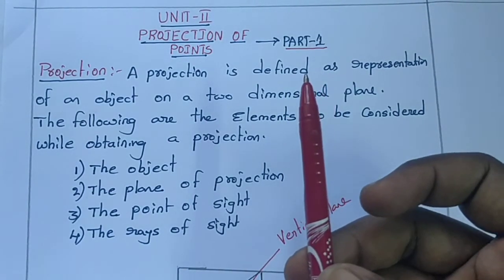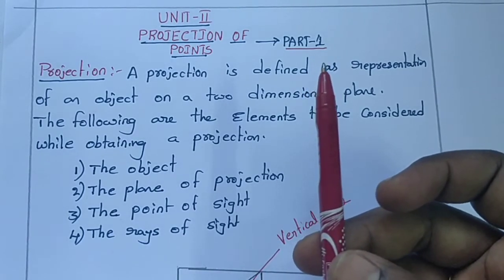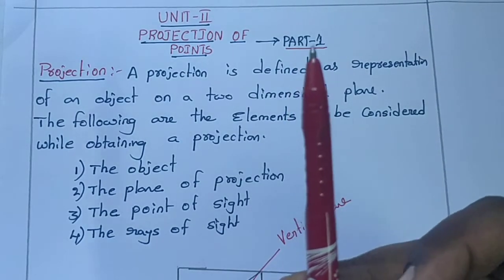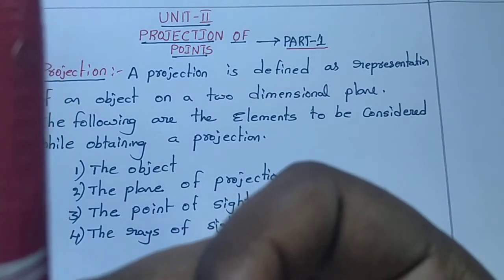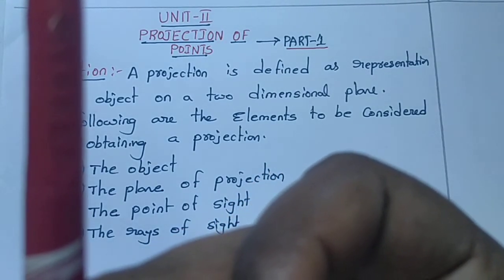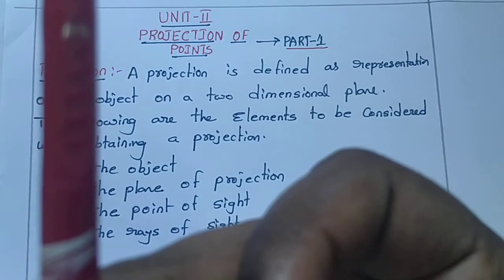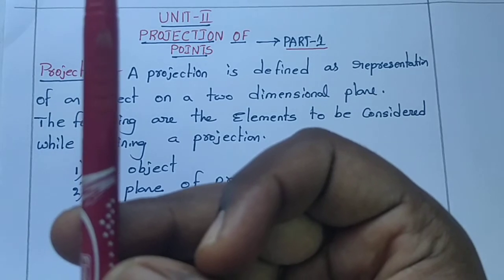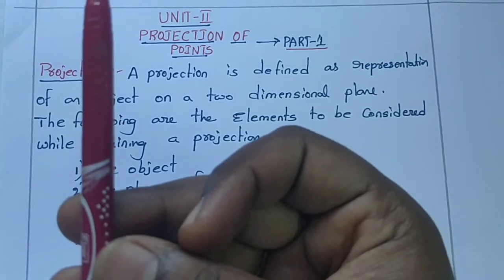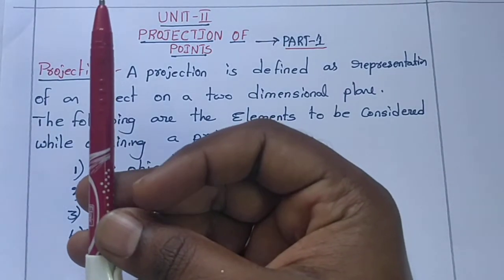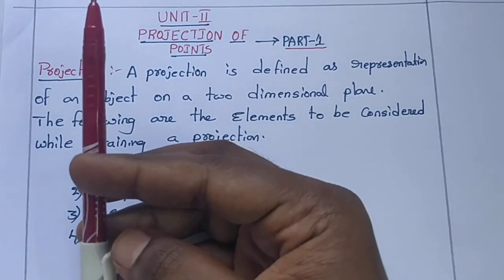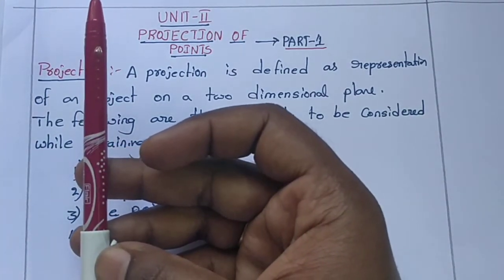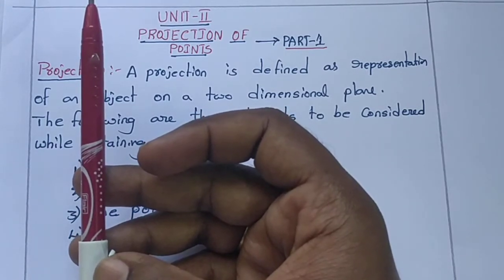The size of the projection depends on the distance from the observer. Suppose I take this object nearer to the observer. The size of the object appears larger, and the total size is not visible. If I increase the distance from the observer to the object, the size of the object decreases. So the apparent size of the object depends on the distance from the object to the observer.